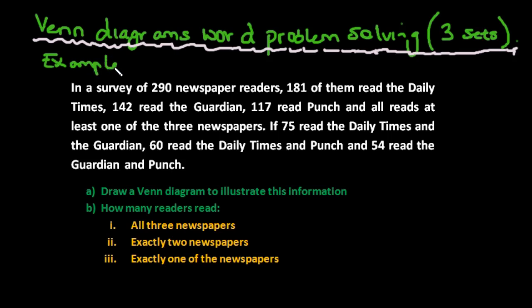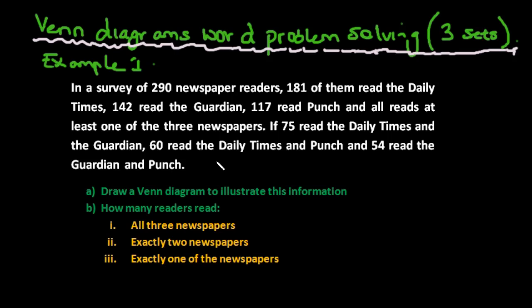Example 1. In a survey of 290 newspaper readers, 181 of them read the Daily Times, 142 read the Guardian, 117 read Punch, and all read at least one of the three papers.